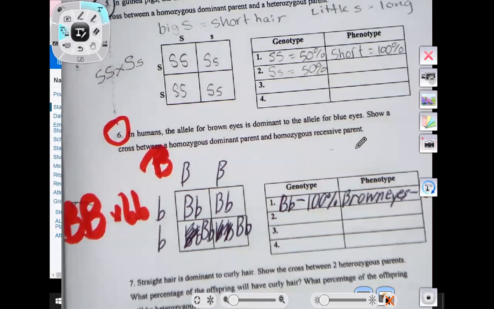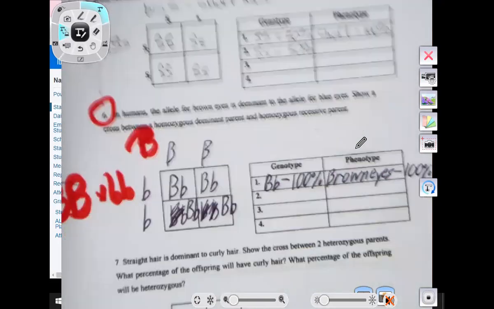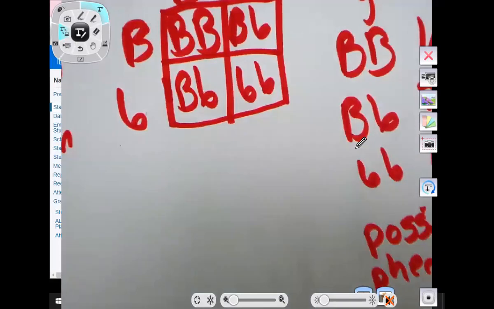All right, and so that's how we're doing this here. What we're going to do is we're going to do one more. But again, you're doing all of them, but we're doing one more together.